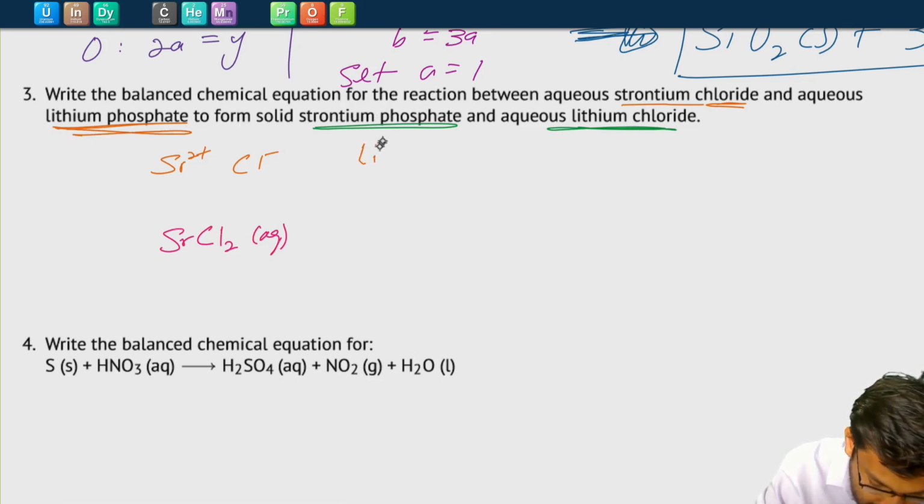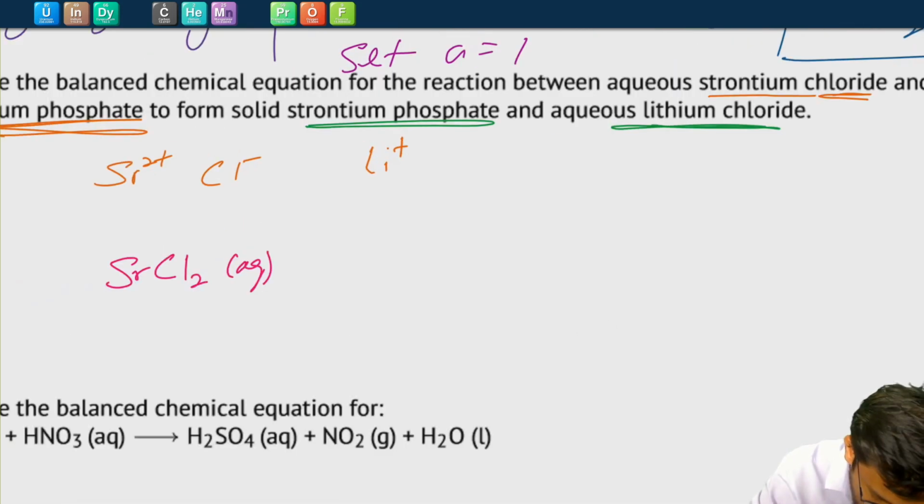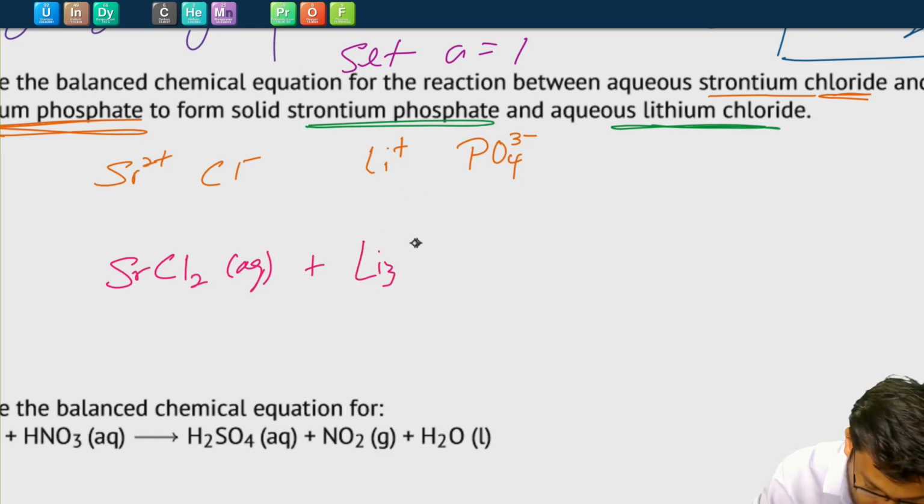Let's look at lithium phosphate. We know that lithium has a charge of +1. Phosphate, if you've memorized this, the formula is PO4 3-, so it has a total charge of 3-. So to balance this out, the formula would be 3 lithiums, so Li3, and 1 phosphate, so just PO4. And it says that this is aqueous.